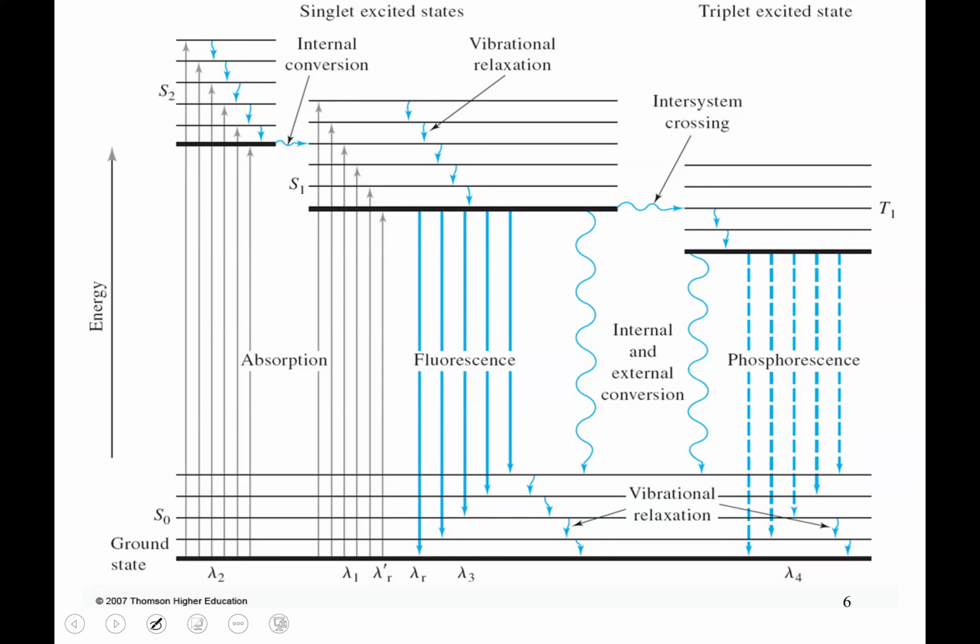And why is that important? You notice, for you to go from a singlet state to a triplet state and back to a singlet state, that involves a little bit longer time. That's why we say phosphorescence is long-lived.